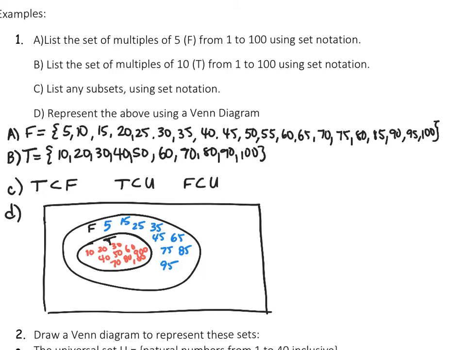And then outside in the universal set, out here, would be all of the other things that are not multiples of 5. So instead of listing them all, I'm just going to say F prime, because they would be all the digits 1, 2, 3, 4, 6, 7, 8, 9, 11, 12, 13, 14. It would take a long time to write them all in there.